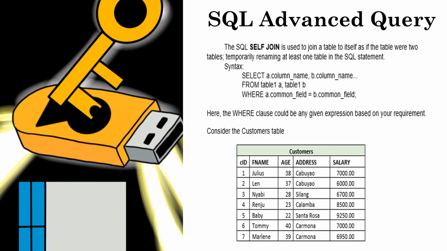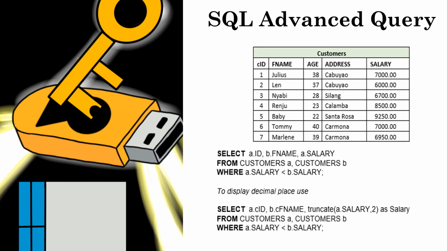So consider the customers table. We have the seed, the cfname, age, address, and salary. We use the following structured query language: SELECT a.ID, b.cfname, a.salary FROM customers a, customers b WHERE a.salary < b.salary.